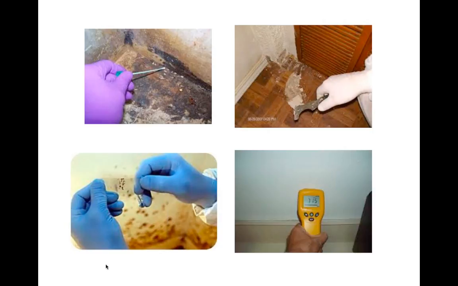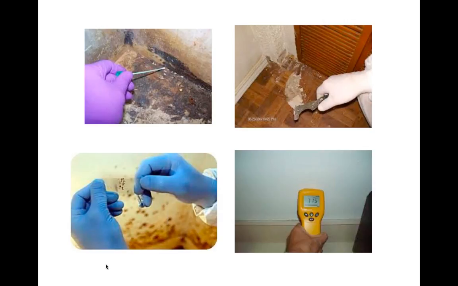Then, of course, you can do bulk sampling, like swabs on the left-hand corner. On the bottom left-hand corner, that guy's doing a tape lift. He just sees something he suspects is mold. He puts a piece of clear sticky tape down over it, pulls it away, sticks it into a bag, and sends it to the lab for analysis. In the upper right-hand side, they're doing a bulk sample. He's actually scraping a piece off.